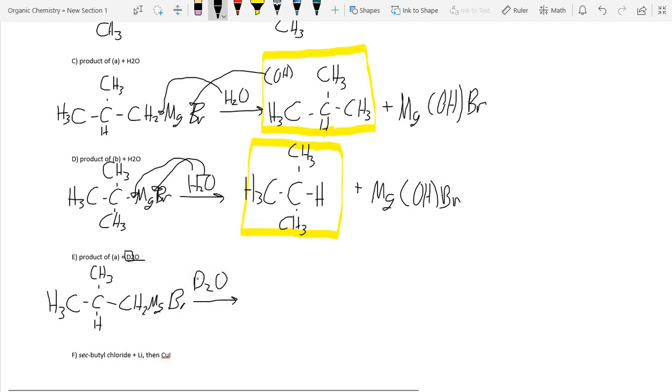The same thing is going to happen. One of these deuteriums is going to replace the bond with magnesium bromide, and your OD that's left over is going to bond with the magnesium bromide. So your result here, see, you still have the two regular hydrogens. It's just one of them is now the heavy hydrogen.